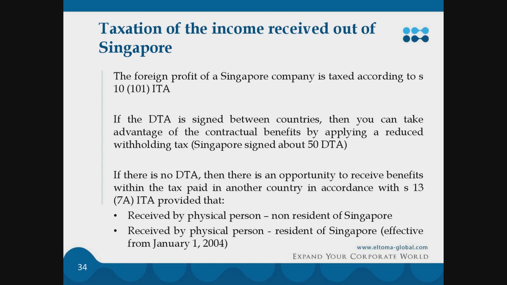If a double tax agreement is signed between countries, then you can take advantage of the contractual benefits by applying a reduced withholding tax. Please note that Singapore signed about 50 double tax agreements. If there is no double tax agreement signed, then there is an opportunity to receive benefits within the tax paid in another country in accordance with those income tax acts, provided that income is received by a physical person non-resident of Singapore, or income received by a physical person resident of Singapore effective from 2004.